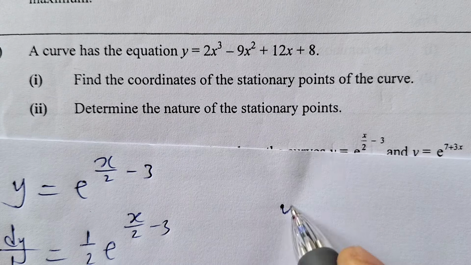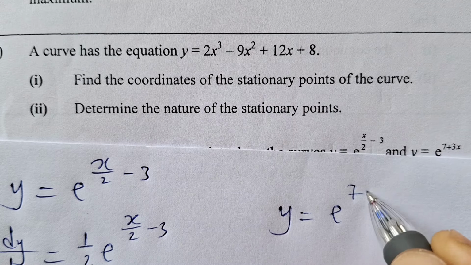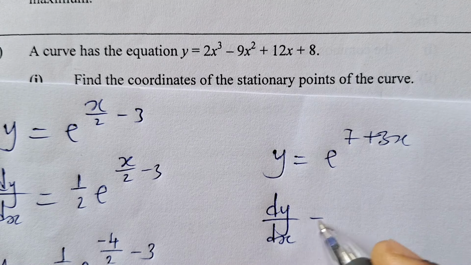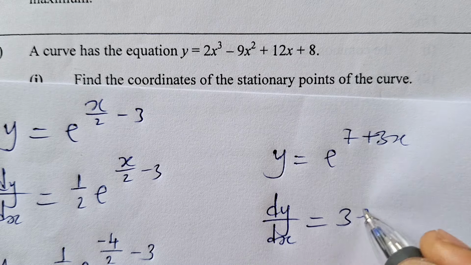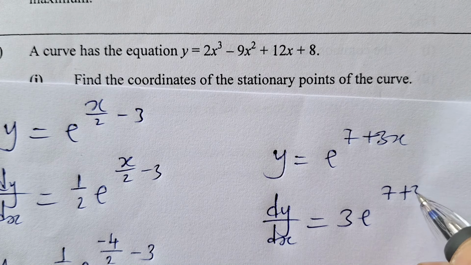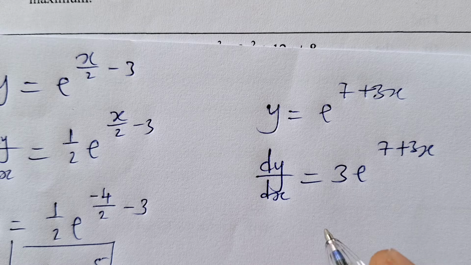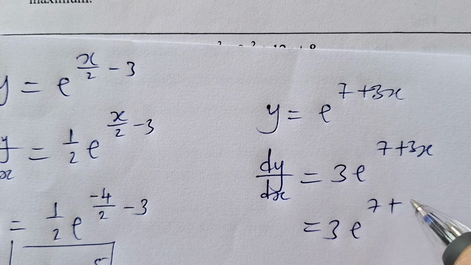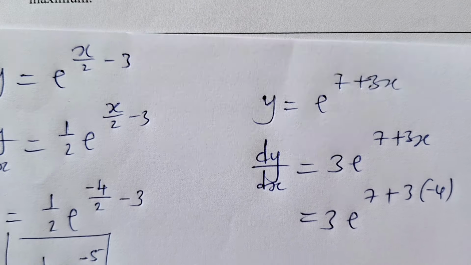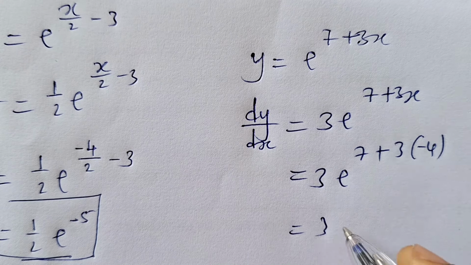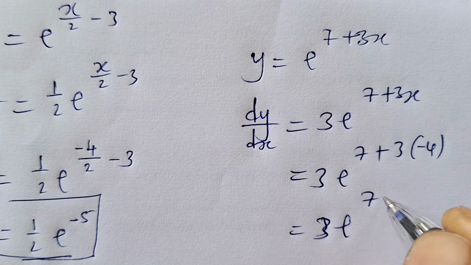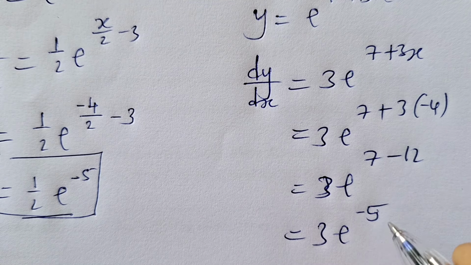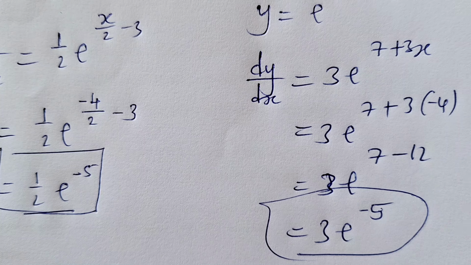The other curve, we've got y is equal to e power 7 plus 3x. We said dy dx is equal to, this will be 3e power 7 plus 3x, which is equal to 3e power 7 plus 3. We substitute negative 4 here. So this will be 3e power 7 minus 12, which is equal to 3e power negative 5. This is the other gradient.